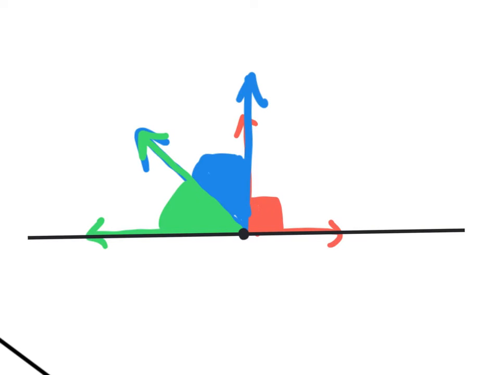And you can see that we have a 180 degree arc. So the sum of our angles is 180 degrees. So let's now look at our last triangle.